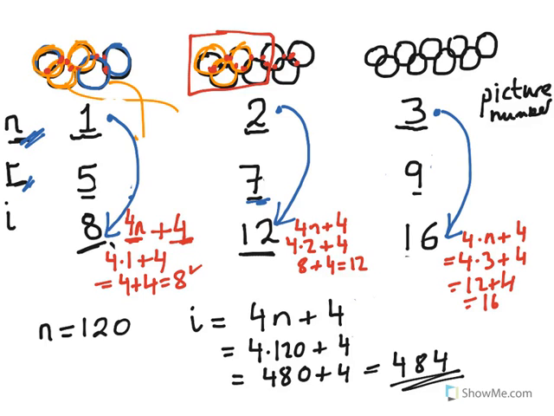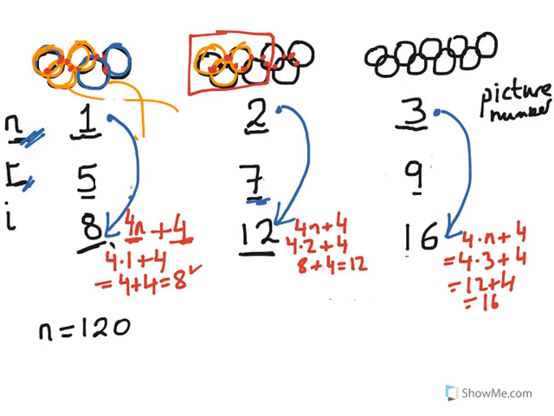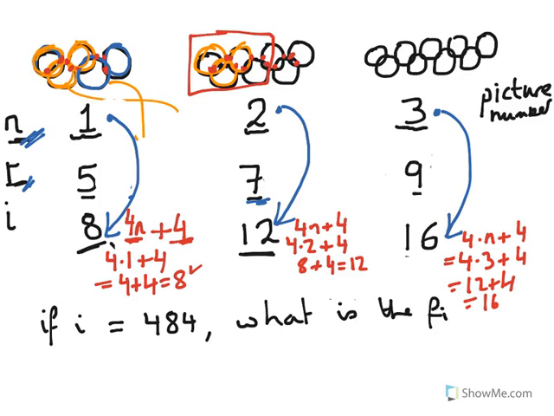And we could also go vice versa. And we could say, if the intersection points equals 484, what is the figure number? So we know then, we have our formula that 4n plus 4 is equal to intersection. But we know that the intersection equals 484.